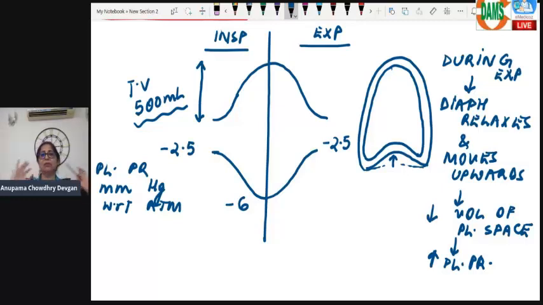Have you understood? Surrounding pressure is more negative. It helps to inflate the lungs. So from less negative to more negative and back to less negative. This is during tidal respiration.